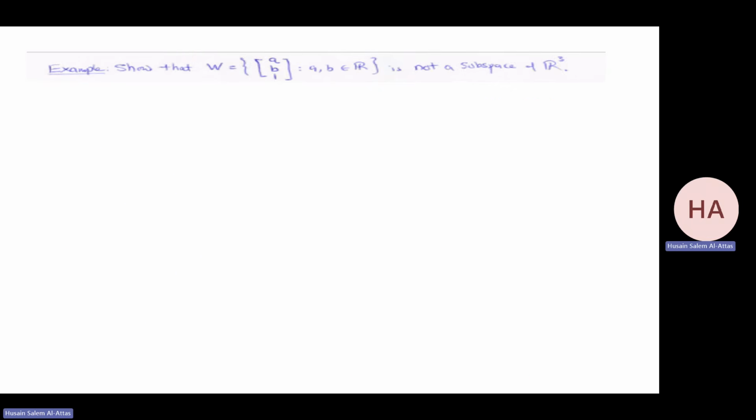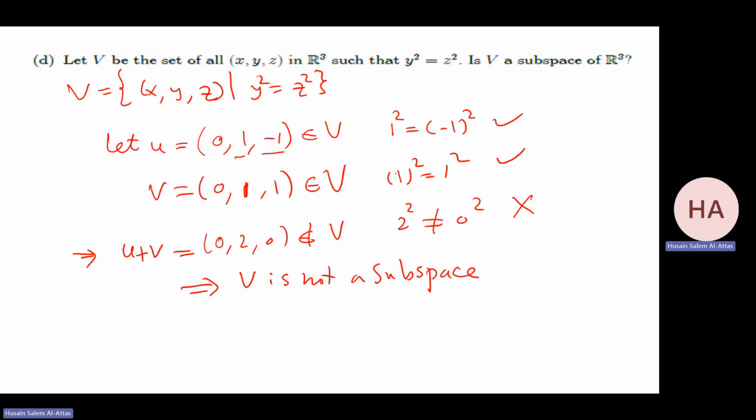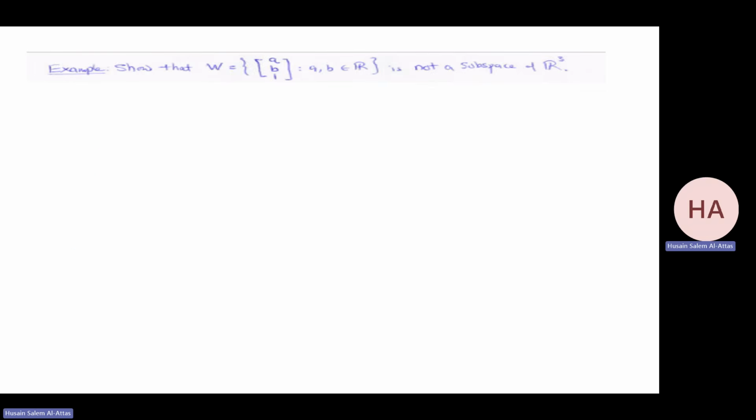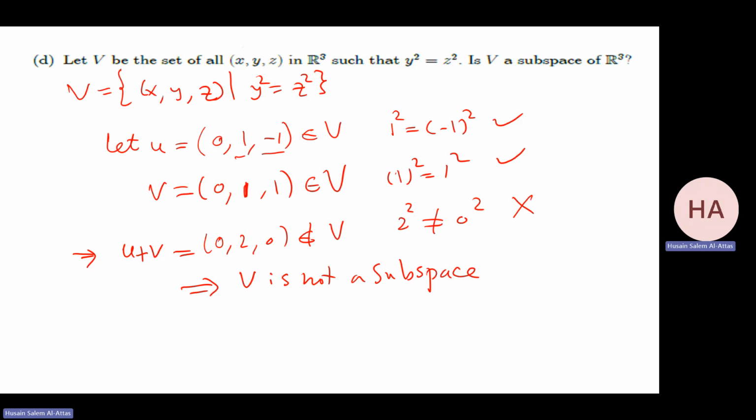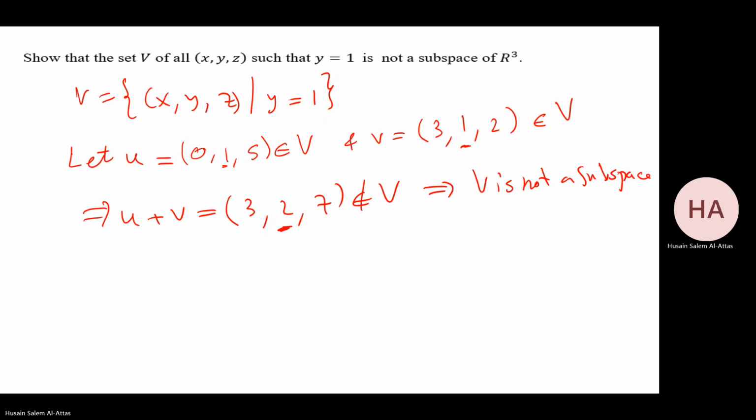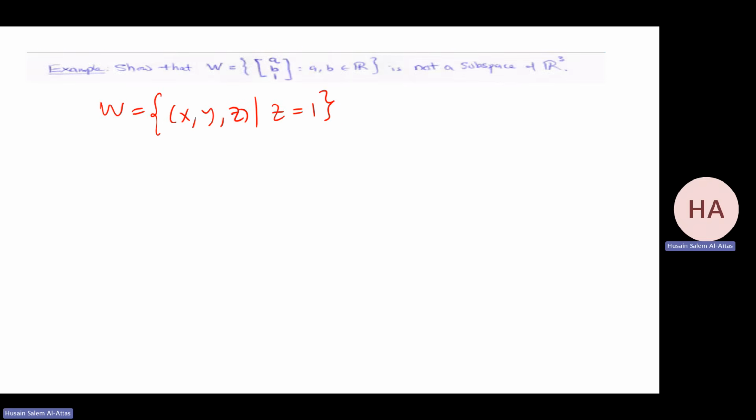Now, show that this is not a subspace. I think we did it before. Now, what is W? You can rewrite it: all (X, Y, Z) so that the third component is equal to 1. Actually, we did it with Y equal to 1, which is the same idea, exactly. So choose any. It is not a subspace.